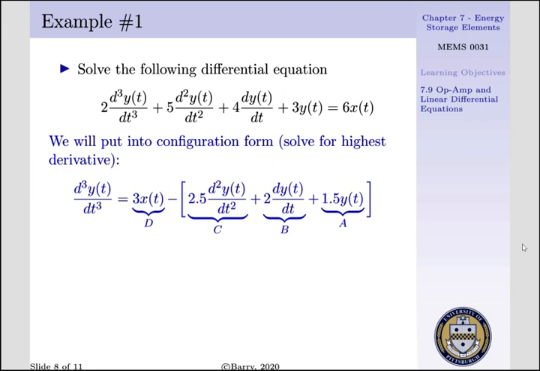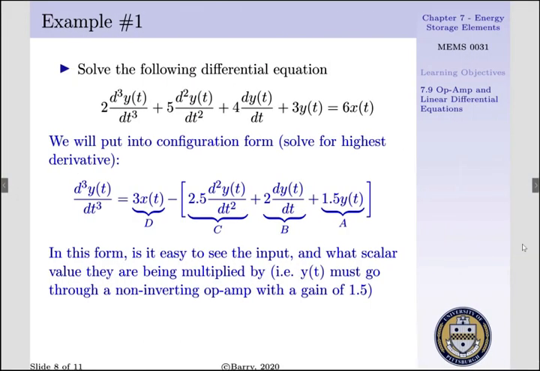Now we can denote each of these terms a, b, c, and d, where a corresponds to 1.5 y(t), b corresponds to 2 dy/dt, c corresponds to 2.5 times the second derivative of y with respect to t, and d corresponds to 3x(t). Now x(t) is going to be our input, and y(t) is going to be our output. y'(t) is going to be the derivative of our output with respect to time, and so on.